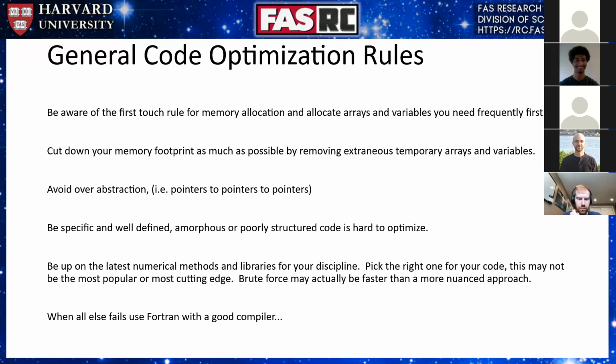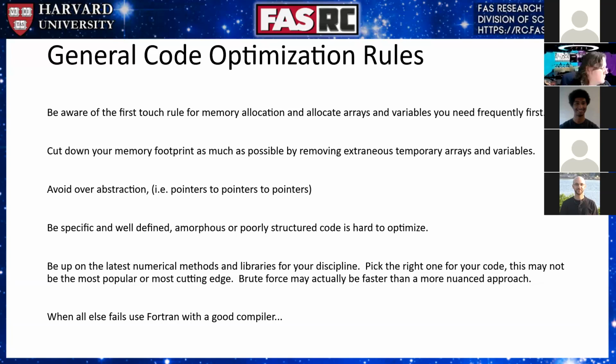If you don't want to write your own stuff, I highly recommend using libraries, just because you rely on somebody else to do that work for you, and you can get some very highly optimized code that way. And in summary, when all else fails, use Fortran with a good compiler. You're not going to beat Fortran with a good compiler. Just bare fact. It's just not going to be the case. So if you can do that, do it. If you can't, then don't.